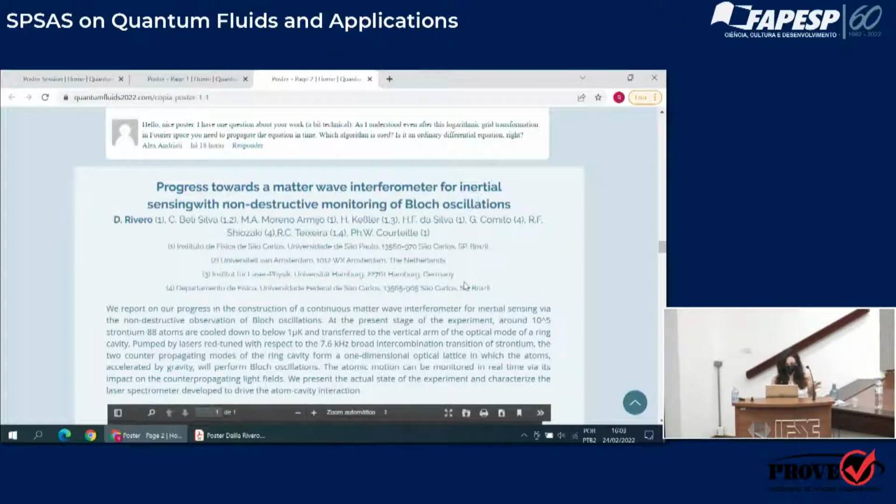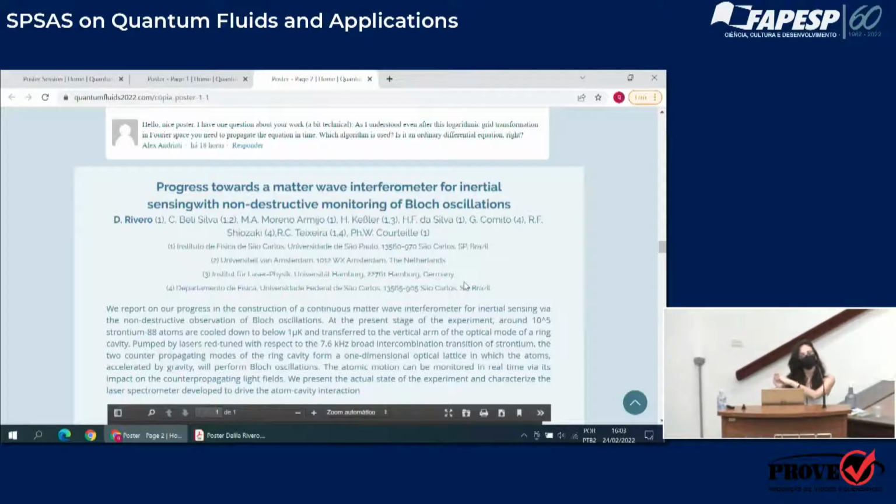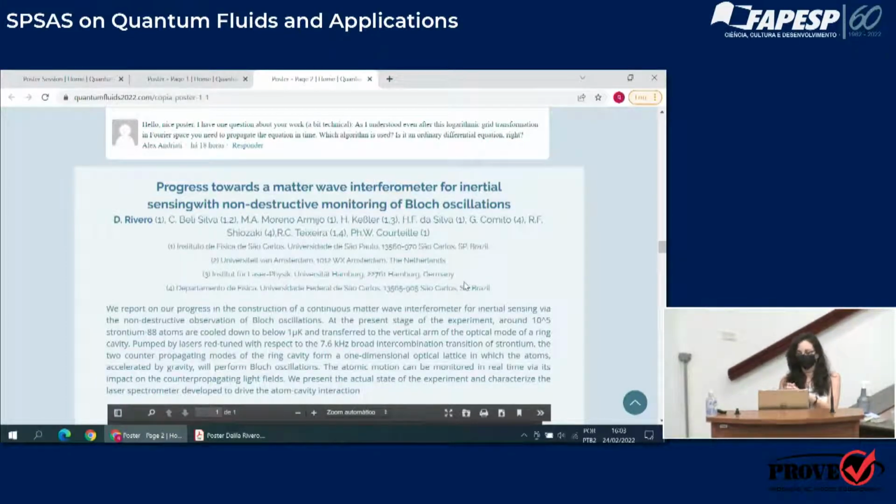So, well, this is my poster. Basically, what we do in the laboratory is we are trying to do a gravimeter that works with a matter wave interferometer. So the technique we want to implement is to put a cold cloud of atoms inside of a ring cavity and monitor the interaction of the atoms with the light and the gravity with the light that leaks out of the cavity, with the transmitted light of the cavity.